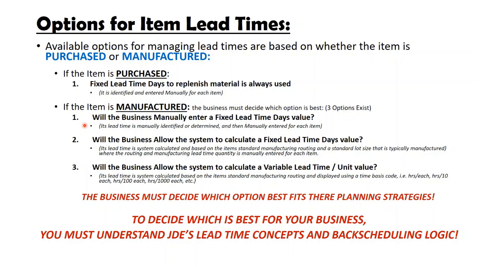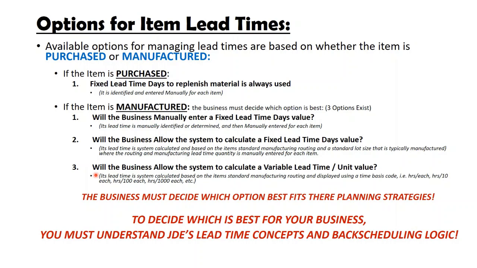Will the business manually enter a fixed lead time days value, where it's the lead time that is manually identified or determined and then manually entered for each item? Or will the business allow the system to calculate a fixed lead time days value? This is the lead time the system calculates and is based on the item's standard manufacturing routing and a standard lot size that is typically manufactured, where the routing and the manufacturing lead time quantity is manually entered for each item.